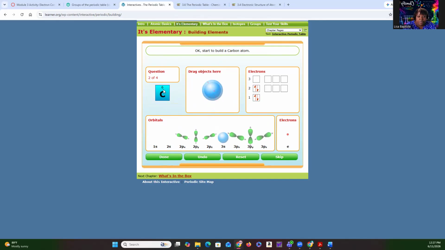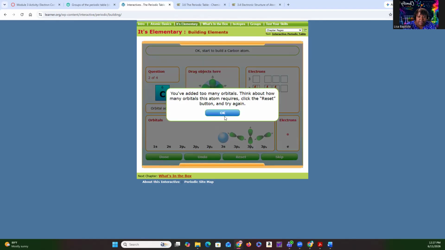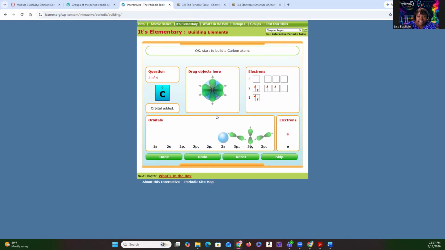But we've only used 4. We need 6. So we go to 2px. Once we go to 2px, we can only add 1 electron. So we go to 2py and we add another electron. Okay, 2pz is there. And see, it's not going to let you add the electrons. All right. So now we have all our 6 electrons. 1, 2, 3, 4, 5, 6.